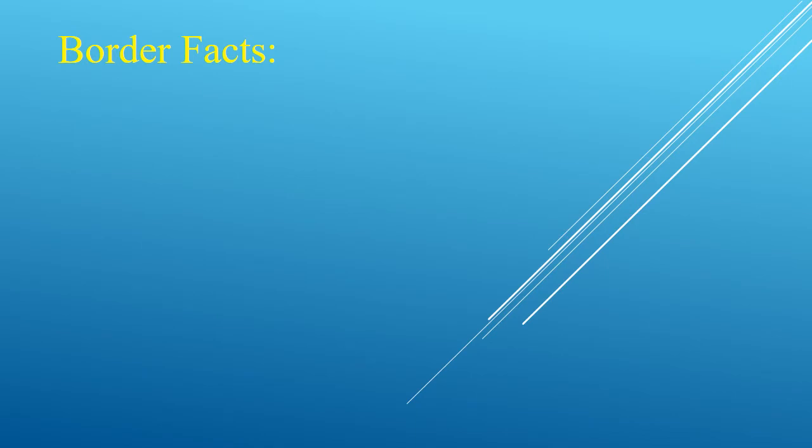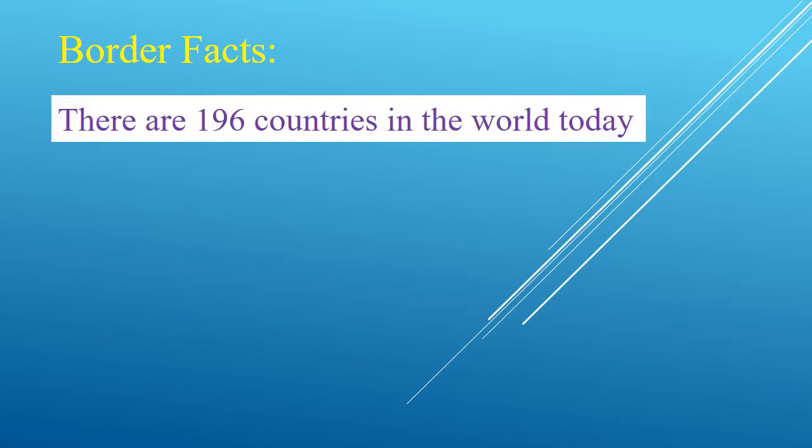Border facts. There are 196 countries in the world registered with the United Nations. By far the greatest number of these has at least one land border with another country, and there are some countries with 5 land borders with 5 other countries. People cross these borders, trade crosses these borders, it is normal.